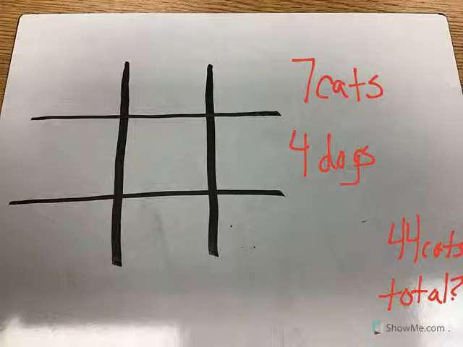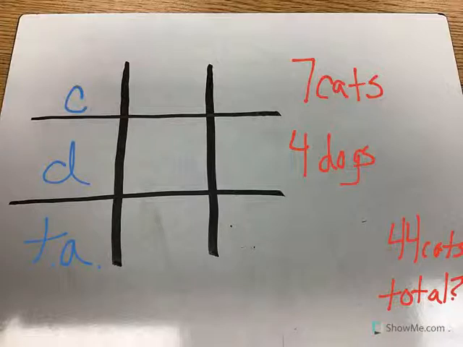Okay, so again, the information they gave us. They gave me 7 cats. They gave me 4 dogs. They also gave me 44 cats. How many total animals would I have? So first thing I'm going to do is set this up and label it. So they gave me cats, they gave me dogs, and they gave me total animals.